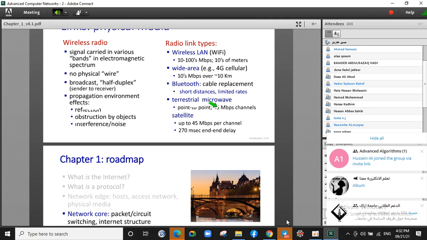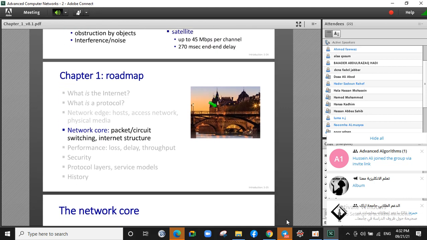This is a long delay, a quarter of a second. You should spend a quarter of a second. So most of the time, satellite links are used as backup links, not as main links. Most of the time, not always. For example, in a ship or in an airplane, we have to use satellite links. But for example, in a building, satellite is not a good option because of its propagation delay.